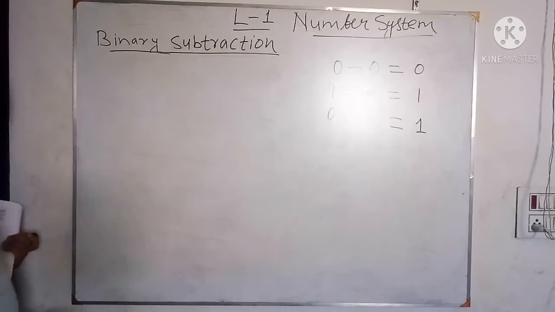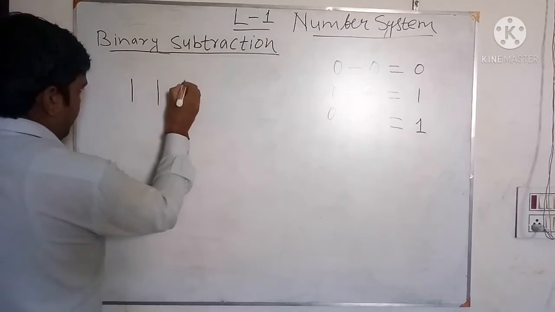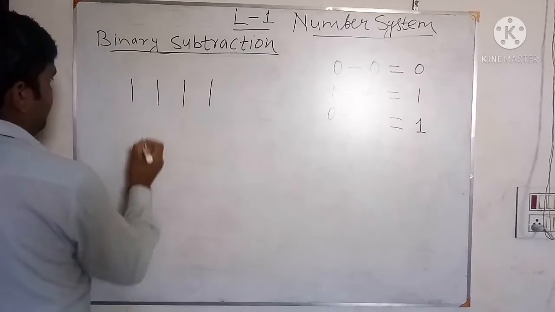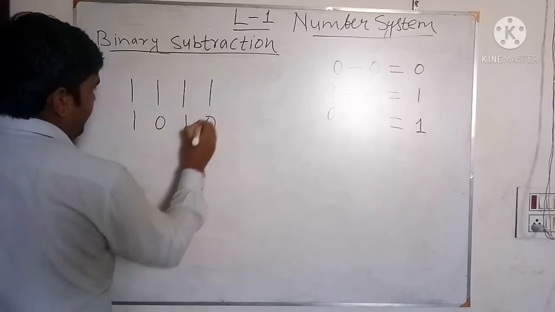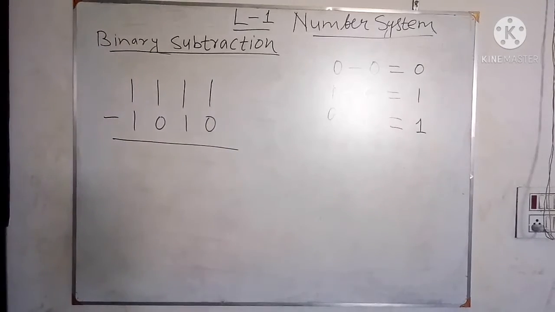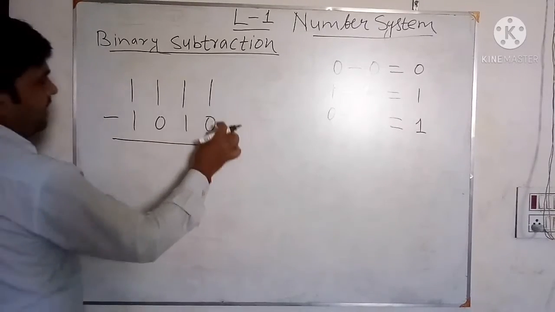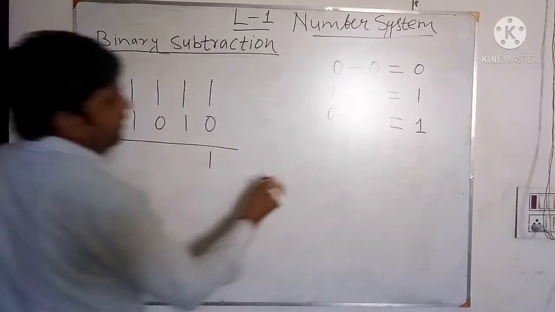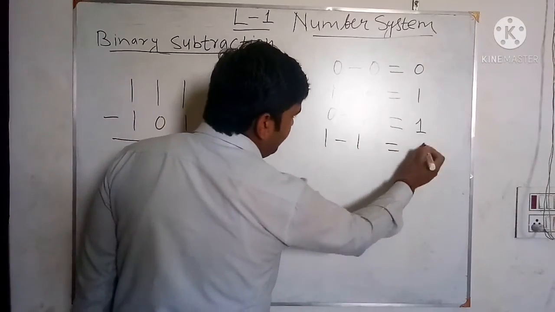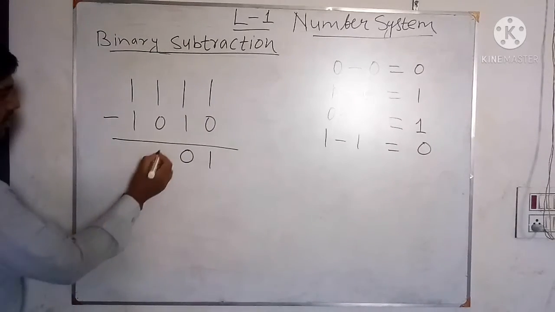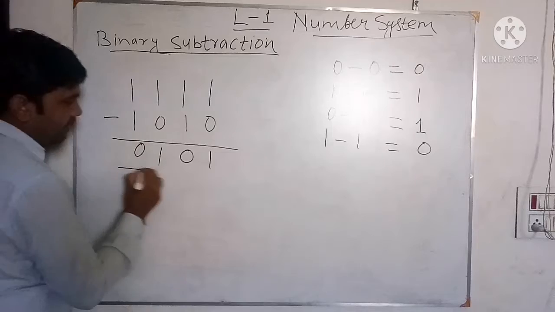Now we take some examples. Here a binary number is there. From this we have to subtract 1010. We are going to subtract these two binary numbers. Now see how we do the subtraction. 1 minus 0 gives you 1. 1 minus 1 gives you 0. Now 1 minus 0 gives you 1. 1 minus 1 gives you 0. This is the binary result.